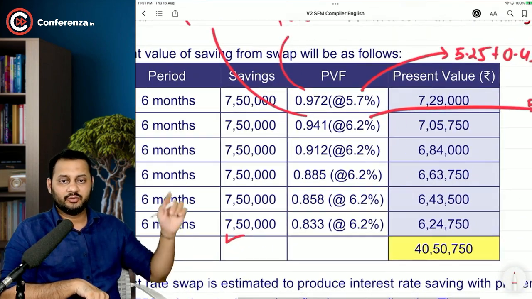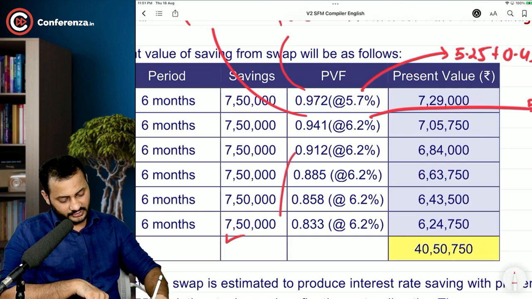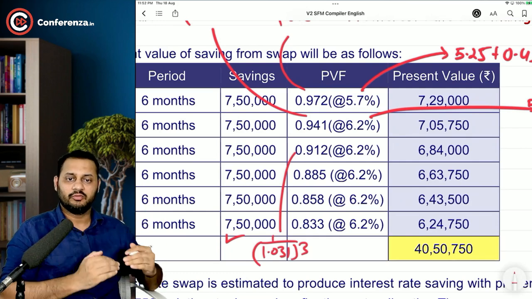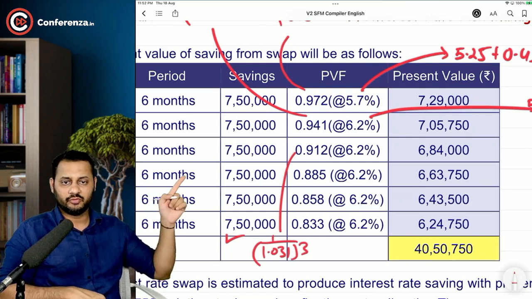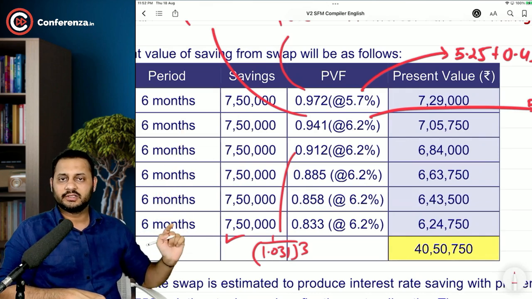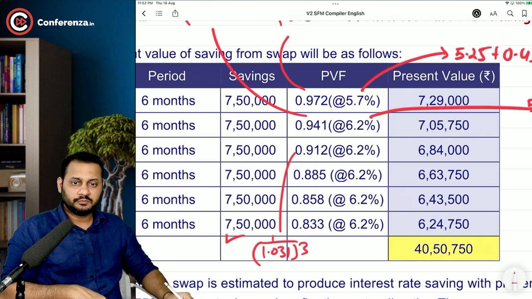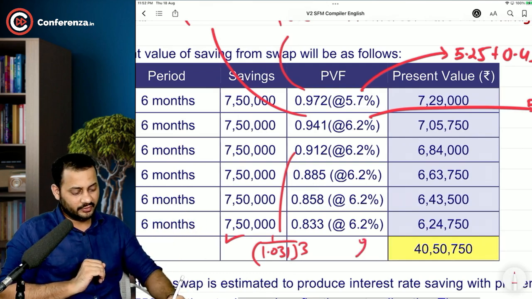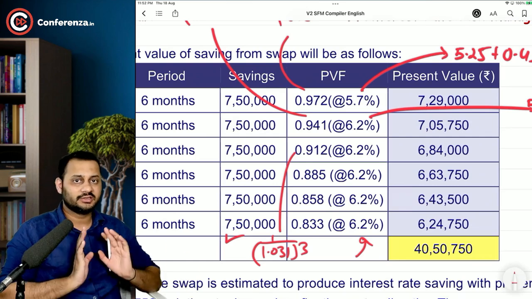6.2. Now how to calculate this 0.912? It's very simple, sir. 1 divided by 1.031 to the power 3. Then to the power 4, 5, 6. That's it. Okay. This is how you are going to calculate the discounting factors. Although they have given it per annum, the calculations are correct.